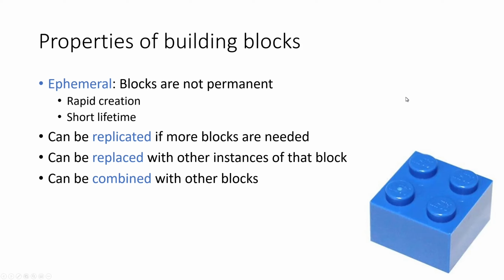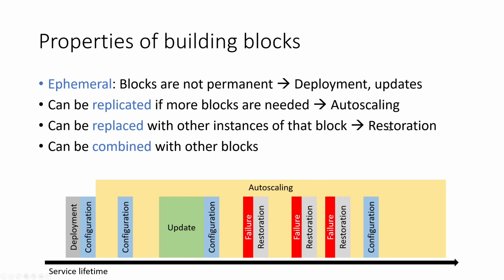And these building blocks have common properties across all different granularities. So these building blocks are usually ephemeral, so they're not permanent. We can create them rapidly and we can tear them down when we don't need them anymore. We can replicate these building blocks, we can replace them, and we can combine them in different ways. And each of these properties are used to achieve goals in orchestration.